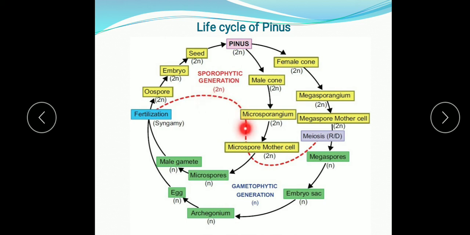So here you can see this dotted line. It divides the life cycle into two parts, that is the two generations: the sporophytic generation on the upper side, and on the lower side you will see the gametophytic generation. So the gametophytic generation starts from the megaspore and microspore and ends at fertilization. And after fertilization, the sporophytic generation starts and it ends at the megaspore mother cell and microspore mother cell. So here gamete formation takes place in the gametophytic generation, and spore formation takes place in the sporophytic generation. Understood, children? So this is the life cycle of Pinus.